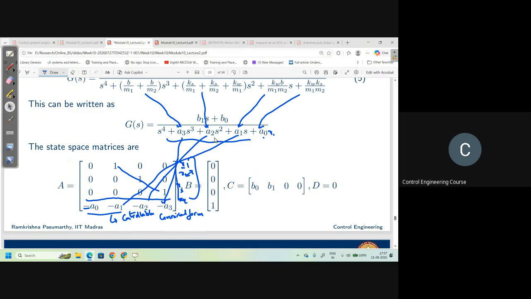And C is nothing but Cx, right? C times x1, x2, x3, x4. So the coefficients of C: x1 is b naught and x2 is b1, because we are assuming x1 equal to x and x2 equal to x1 dot. So whatever the term s here, this is the coefficient for x1, and s square means x3, like that. And D is equal to 0.